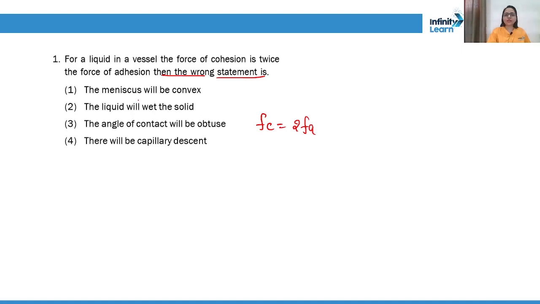So if force of cohesion is more as compared to the force of adhesion, the meniscus is always convex and the angle of contact is obtuse angle, and in this case our liquid will not wet the solid surface, right, like in mercury and glass tube, and there will be capillary descent. So correct statement is option 2. The liquid will wet the solid is the wrong statement. So correct answer is option 2.